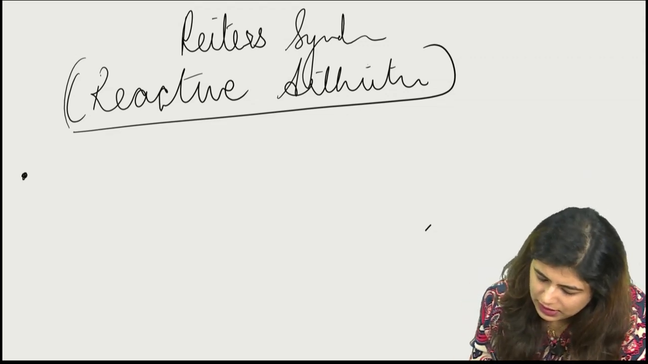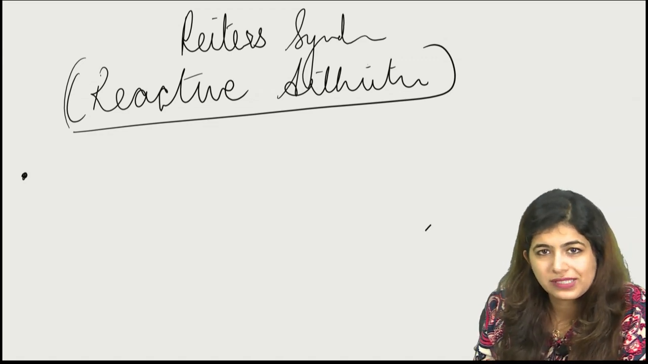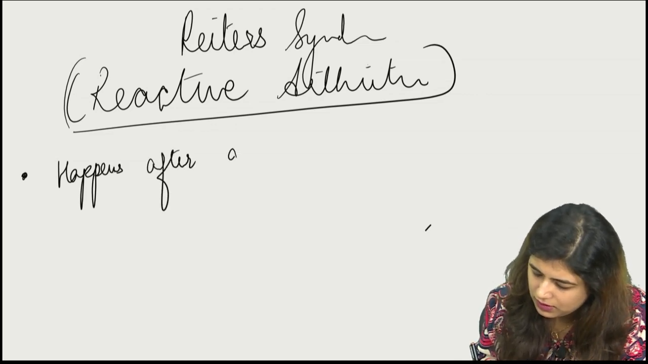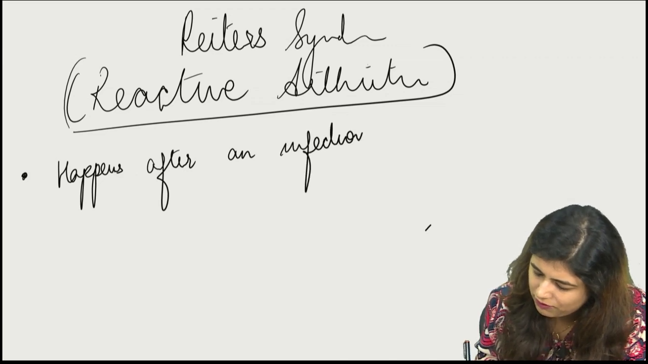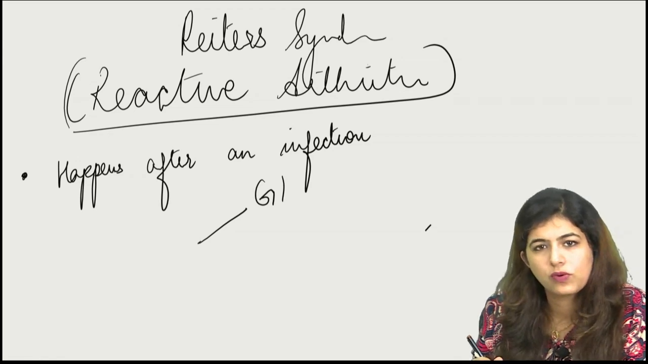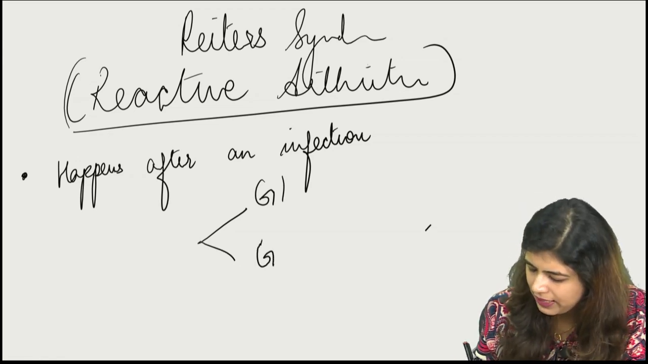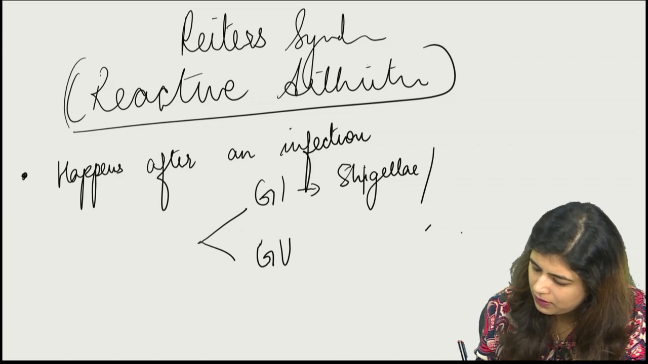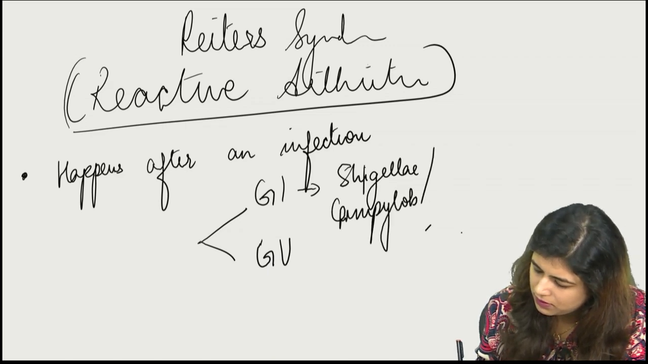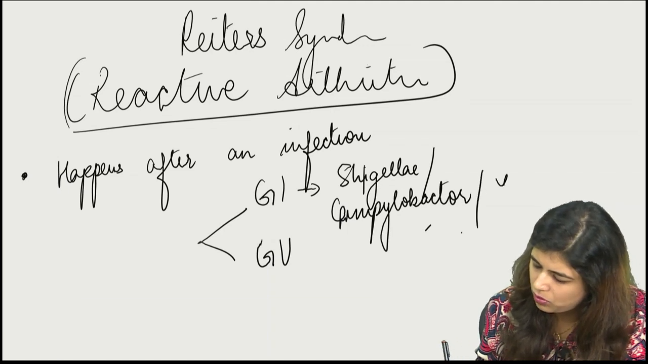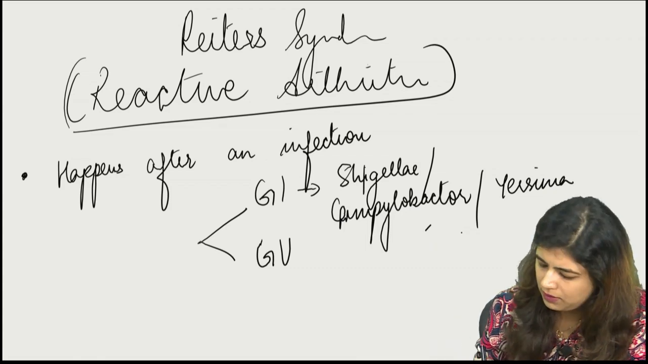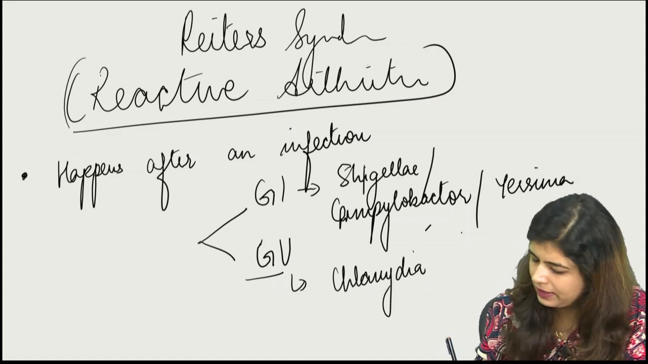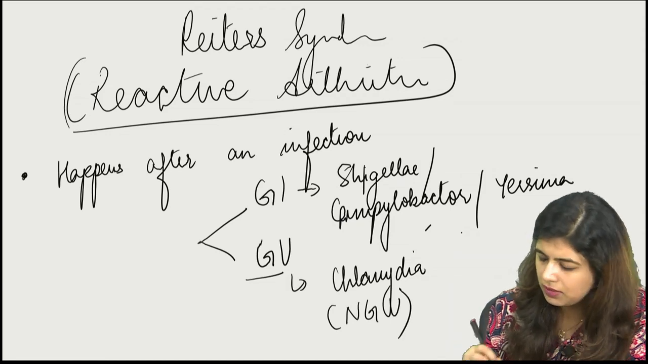What exactly is this? This is a disorder, as the name suggests, that is reactive. This generally happens after an infection. Now, what is the infection? Infection can either be a gastrointestinal infection or a genitourinary infection. With the GI infection, it is mostly Shigella, Campylobacter or Yersinia. With the genitourinary, mostly Chlamydia or other causes of non-gonococcal urethritis.